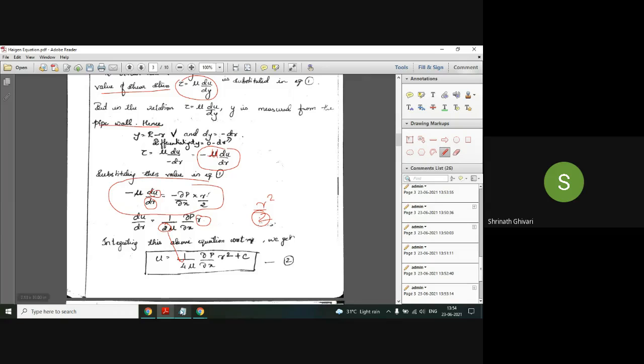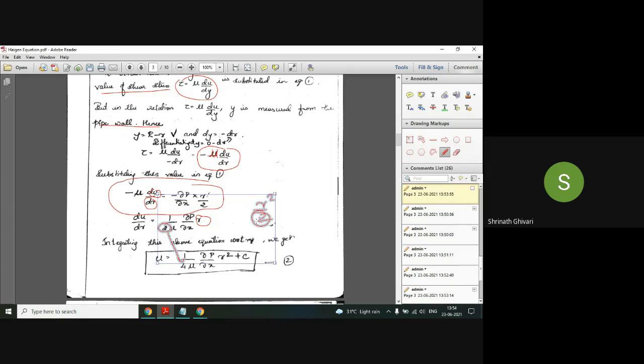So how it is integrated: u equal to 1 by 2 mu dou p by dou x r square by 2 plus c. What happens is this 2 is multiplied with the other 2.